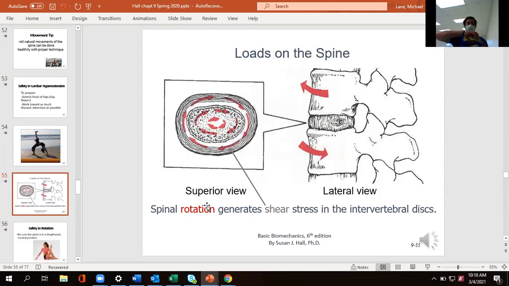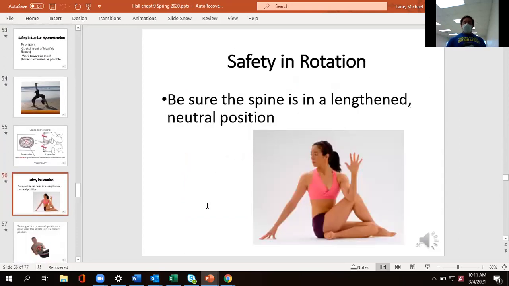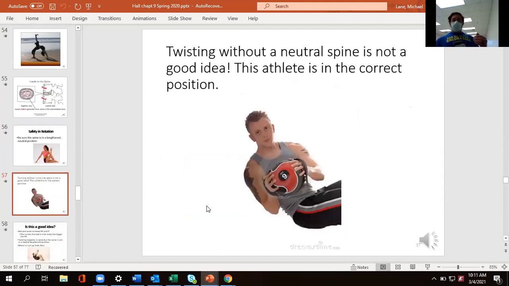Now, when it comes to that rotational and shearing force on the discs, that's going to happen when we happen to be rotating. So, like anything else, we want to be doing this rotation in a neutral position. We don't want to be hunched over. We don't want to be hyperextended. We want to be somewhere in the middle, and that's more than okay. However, like anything else, the loading, if we happen to go too high, can be problematic.